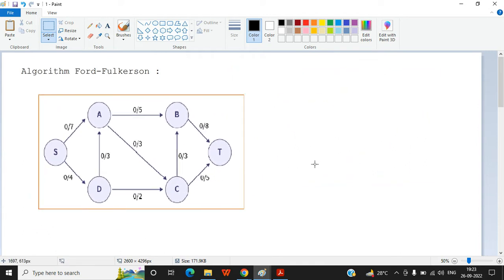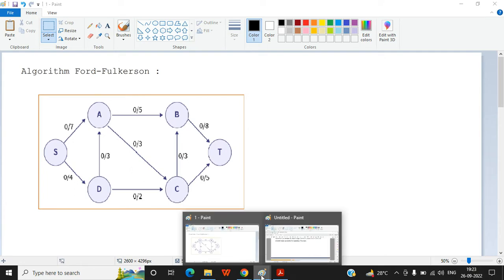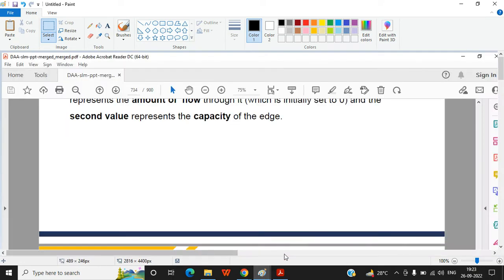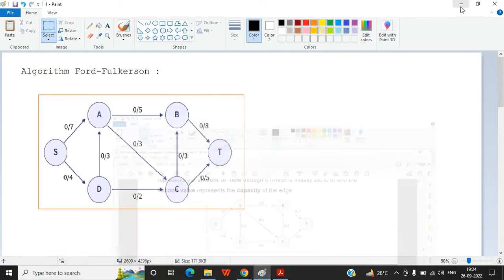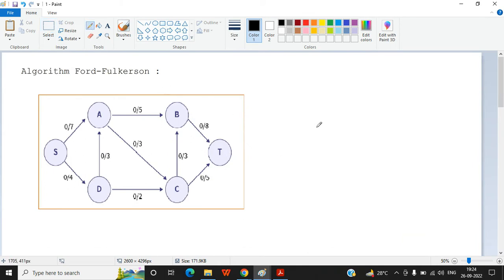So this is a network, okay? Now, this is how they will give you the question: find the maximum flow of this network.